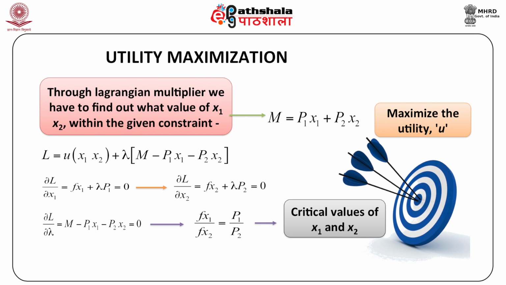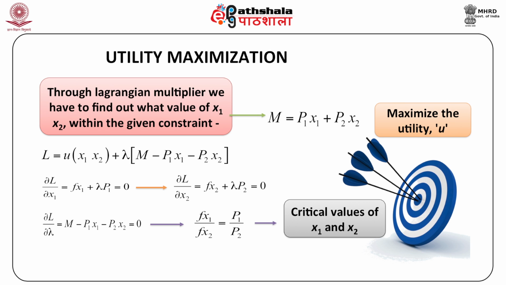From equation 3, through the Lagrangian multiplier, we have to find out what values of X1 and X2, within the given constraint M is equal to P1 X1 plus P2 X2, maximize the utility U. For this, we differentiate equation 3 with respect to X1 and X2 and equate it to 0 for the first order conditions. L is equal to U(X1, X2) plus lambda (M minus P1 X1 minus P2 X2). dL by dX1 is equal to fX1 minus lambda P1, which is equal to 0, denoted as equation 4. dL by dX2 is equal to fX2 minus lambda P2, which is equal to 0, denoted as equation 5. dL by d lambda is equal to M minus P1 X1 minus P2 X2, which is equal to 0, denoted as equation 6.